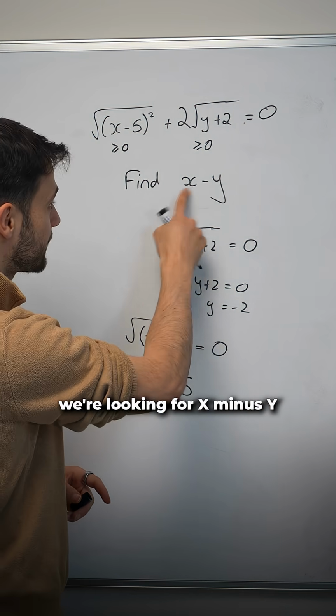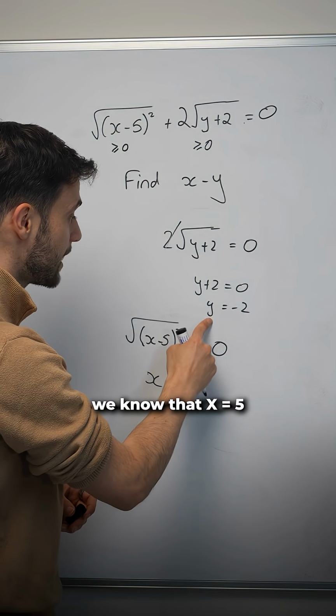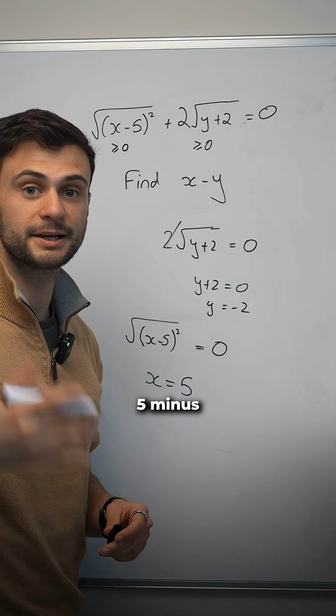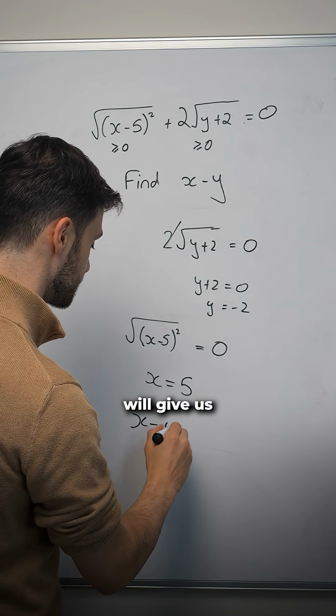So finally, we're looking for x minus y. We know that x equals 5 and y equals minus 2. 5 minus minus 2 will give us our final answer, a 7.